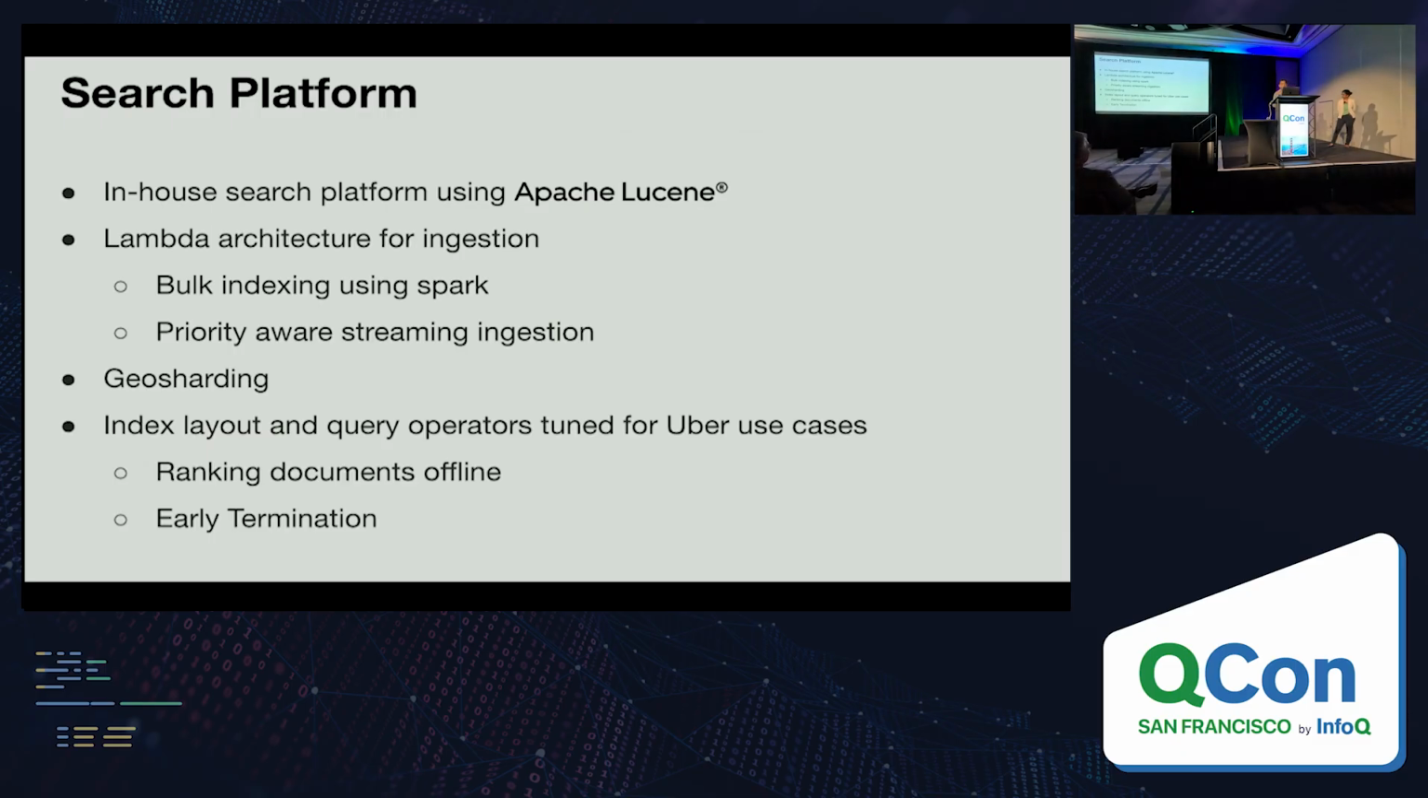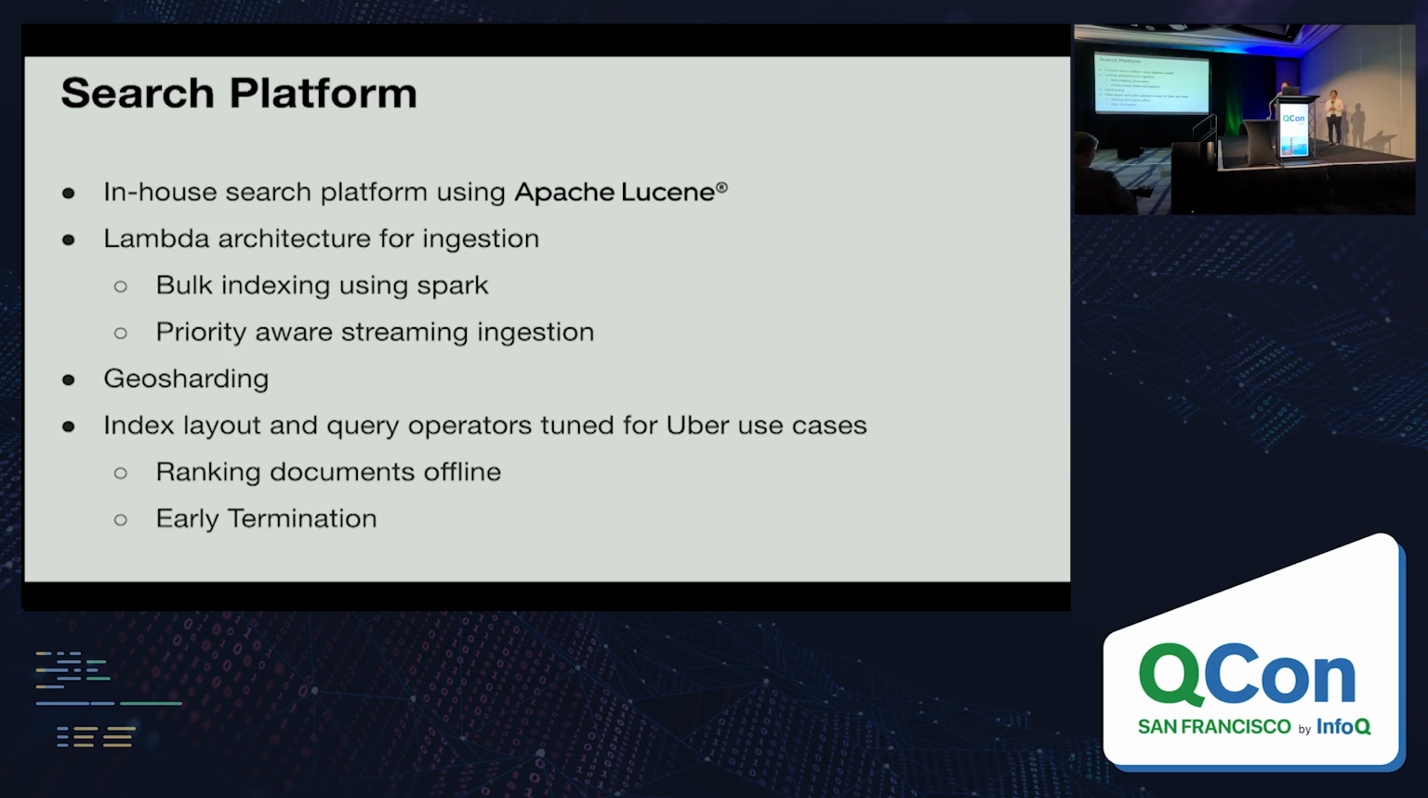So Uber has an in-house search platform that is built on Apache Lucene. We use a typical Lambda architecture for ingestion. So we have batch ingestion through Spark, and then we have real-time ingestion through the streaming path. One of the notable features that we support in the real-time ingestion is priority-aware ingestion. So the callers can prioritize requests, and the system will give precedence to the higher priority request to ensure a high degree of data freshness for the high priority request.